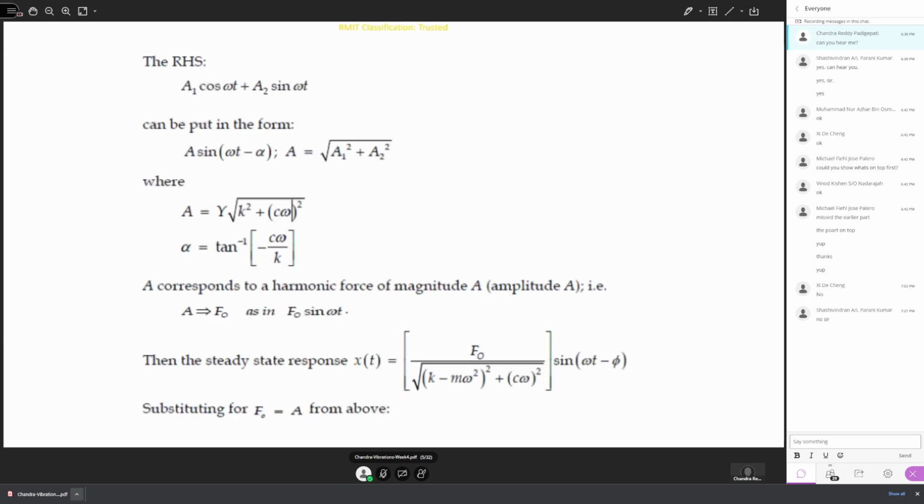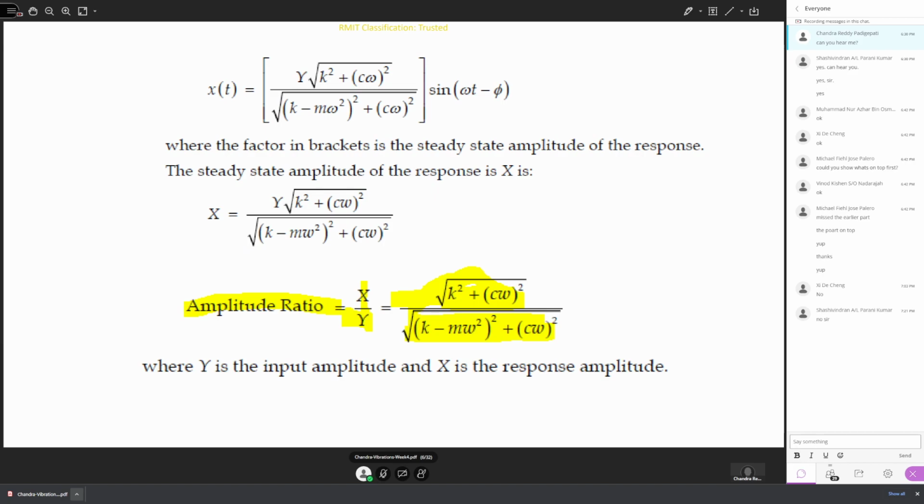Now the response of the system, we can prove that the response of the system X has two things. One is the displacement of the mass X, and the other one is the displacement of the base Y. Here the response for the displacement of the mass can be written like this, where the amplitude of the displacement of the mass we can write like this.